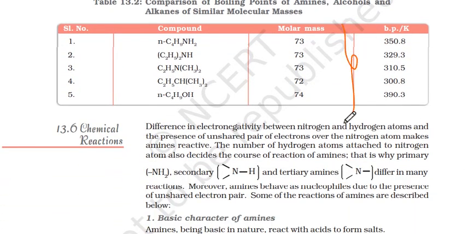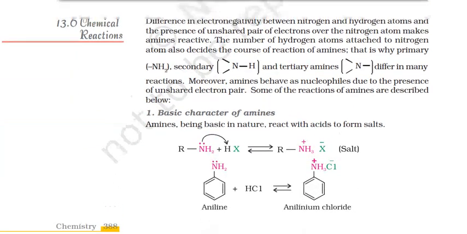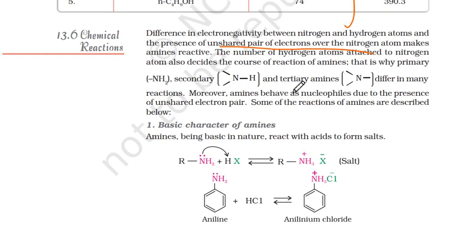Now coming to chemical reactions. The difference in electronegativity between nitrogen and hydrogen atoms and the presence of an unshared pair of electrons on the nitrogen atom make amines reactive, because there is this electronegativity difference, and second, very important, there's a lone pair present on the nitrogen of amines. The number of hydrogen atoms attached to the nitrogen atom also decides the course of reaction of amines. That is why primary, secondary and tertiary differ in many reactions, because obviously the number of hydrogens decides a large number of reactions as well.